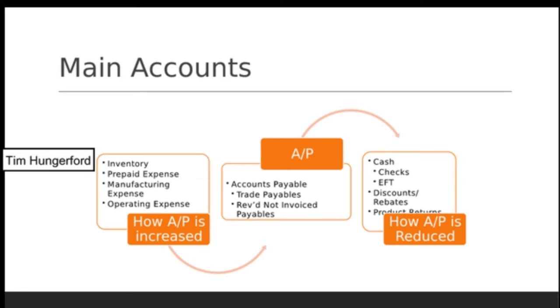So what are the main accounts that we're talking about in the payment cycle? Well, usually payables is the big one right there in the middle. How do things get to payables? How do things get relieved from payables?